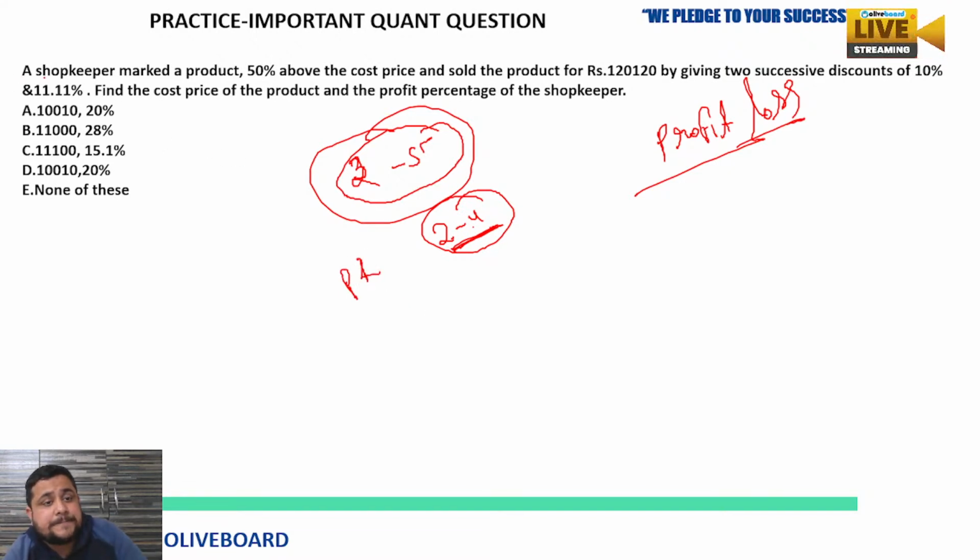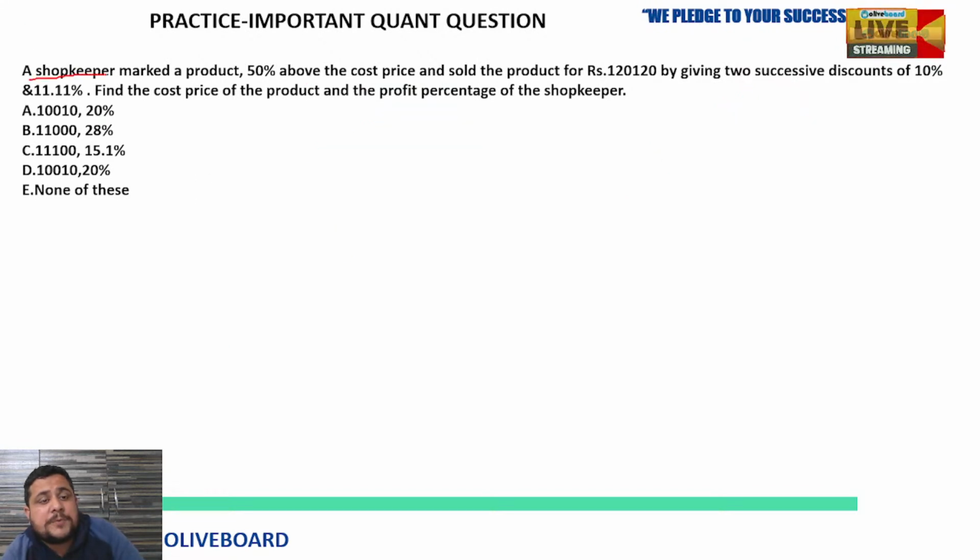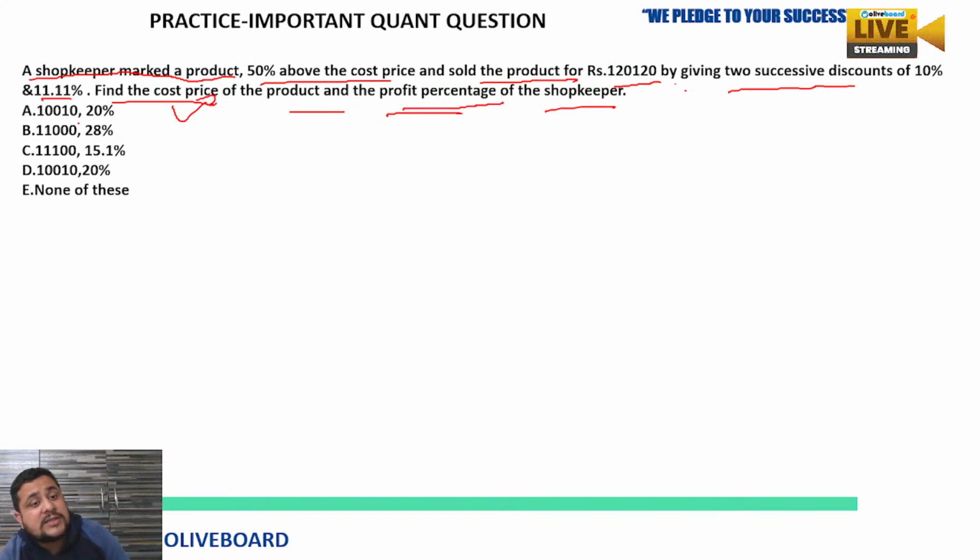Okay. Now see. A shopkeeper marked the product 50% above the cost price and sold the product for rupees 120120, by giving two successive discounts of 10% and 11.11%. Find the cost price of the product and the profit percent of the shopkeeper. And you're having the options. In the options you're having two things: cost price of the product and profit percentage of the shopkeeper.